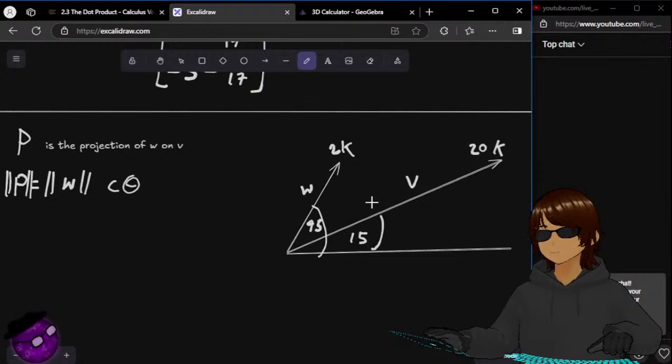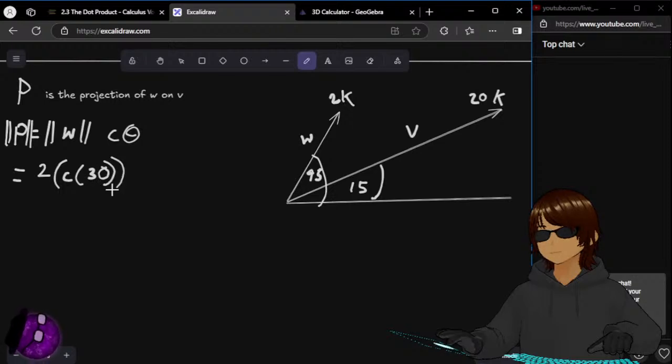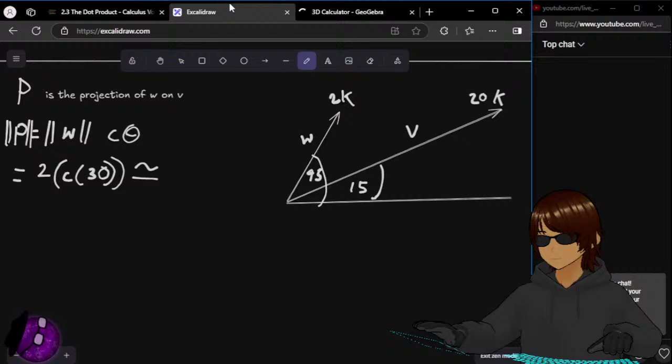Wait a minute, but we know what cos theta is. It's 45 minus 15. The magnitude of W is 2. So 2 times cos of 45 minus 15, which is 30. I'll just use a calculator, which is equal to root 3.